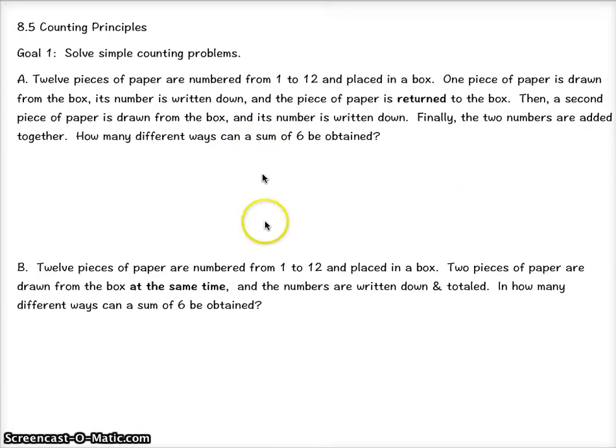I started off with 2 examples, and I just want to see how you would do with this and then discuss it. So 12 pieces of paper are numbered from 1 to 12 and placed in a box. 1 piece of paper is drawn from the box. Its number is written down, and the piece of paper is returned to the box. Then a second piece of paper is drawn from the box, and its number is written down. Finally, the 2 numbers are added together. How many different ways can a sum of 6 be obtained?